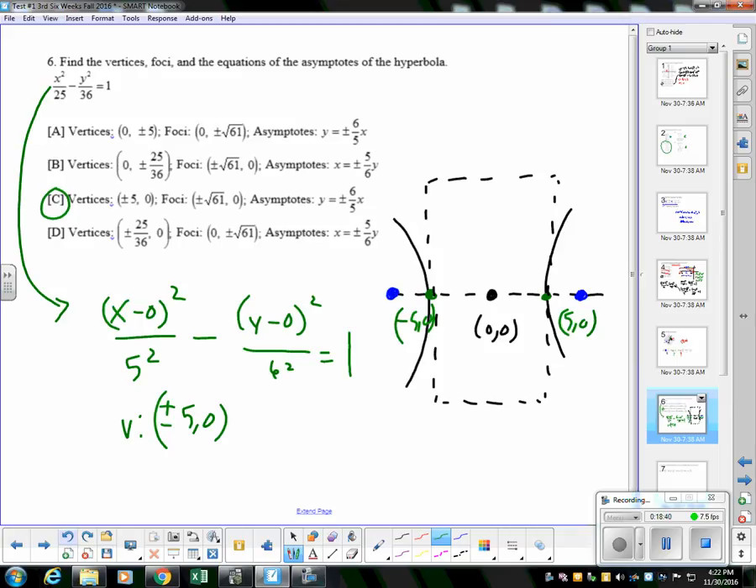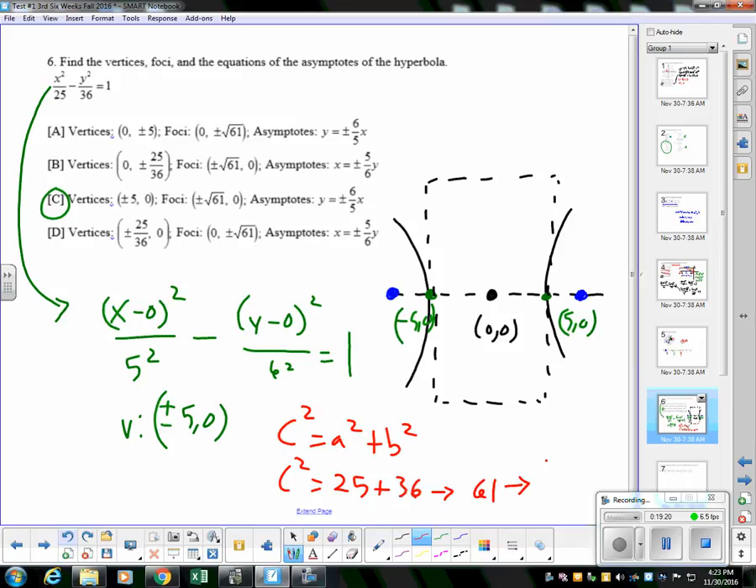But just for continuity, I'm going to go ahead and find the foci and the asymptotes. The foci are always C units away. And we have a relationship for the hyperbola, just like the ellipse, that relates A, B, and C together. The only difference is now C squared is A squared plus B squared. We know A squared is 25, and B squared is 36. So C squared is equal to 61.